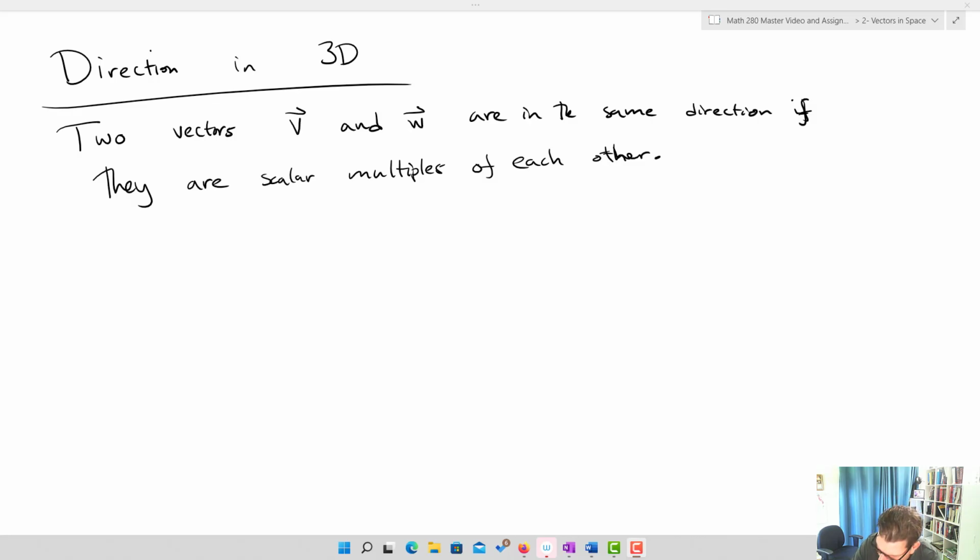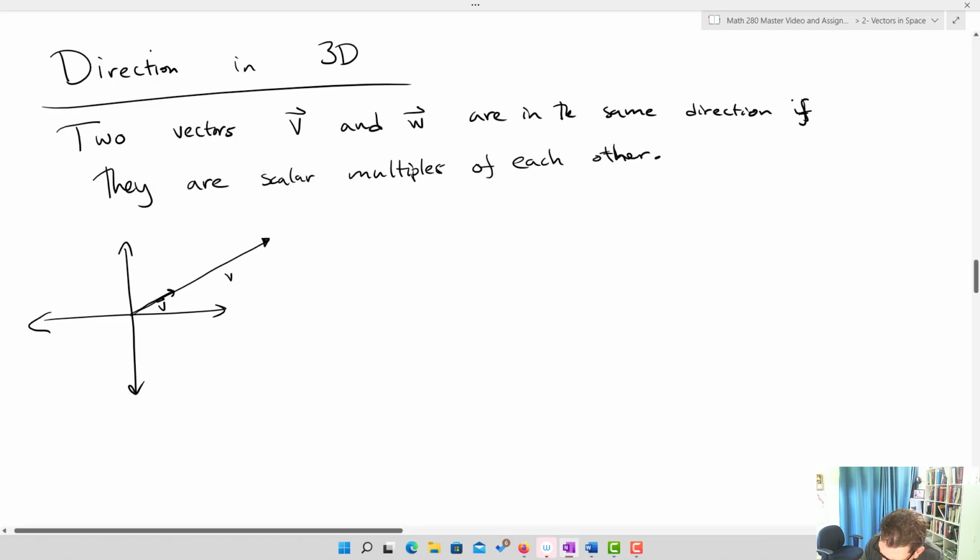Let's imagine this just in 2D. Let's say this is our vector v, and if w is a scalar multiple of v, then notice that w is still in the direction of v. It's just v but longer. And if you think about that, this is the definition of a scalar multiple, right? It's just the one vector stretched.